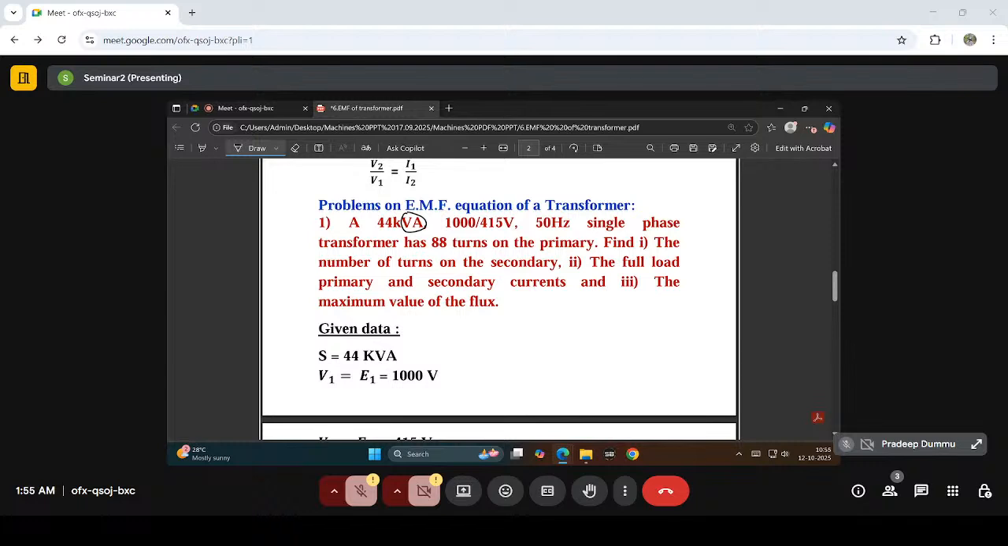This is V1, this is V2. What kind of transformer is it? Step down transformer. Right.